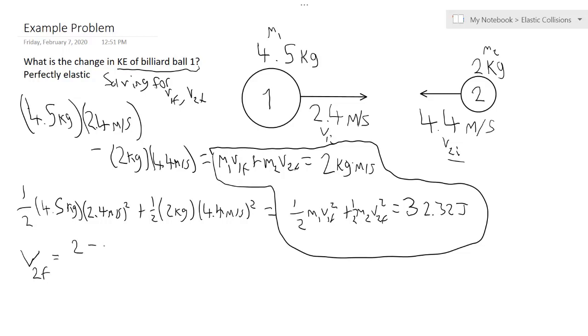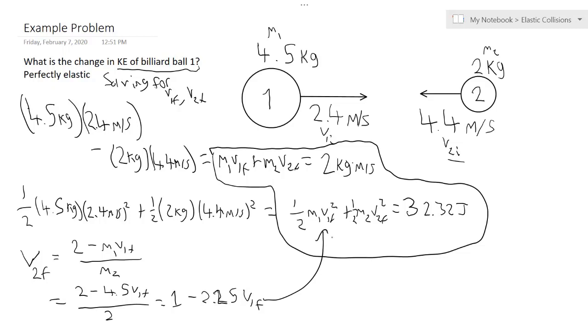So that's going to be equal to 2 minus m1 v1f over m2, which is equal to 2 minus 4.5 v1f, if I just plug in the mass numbers, which I know, over 2, which is equal to 1 minus 2.25 v1f. So now we have our substitution that we can use to plug in to this equation. So let's do that. 1/2 m1 v1f squared plus 1/2 m2 (1 minus 2.25 v1f) all squared is equal to 32.32.